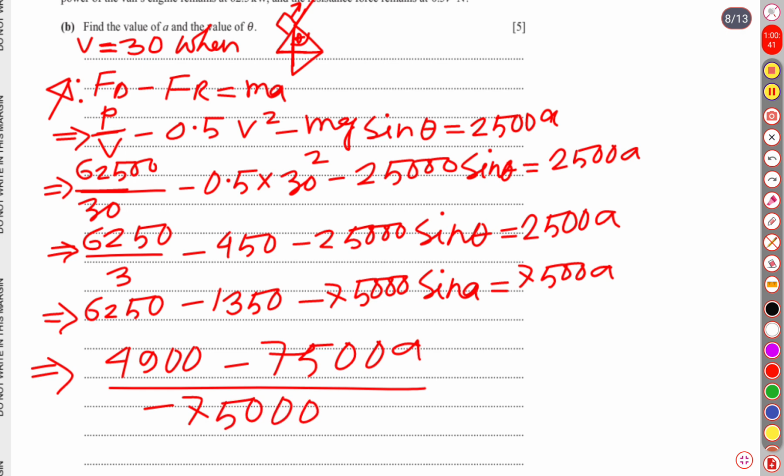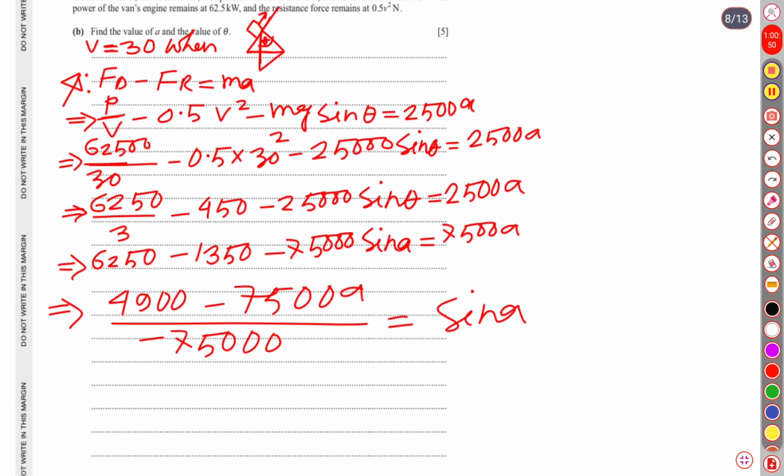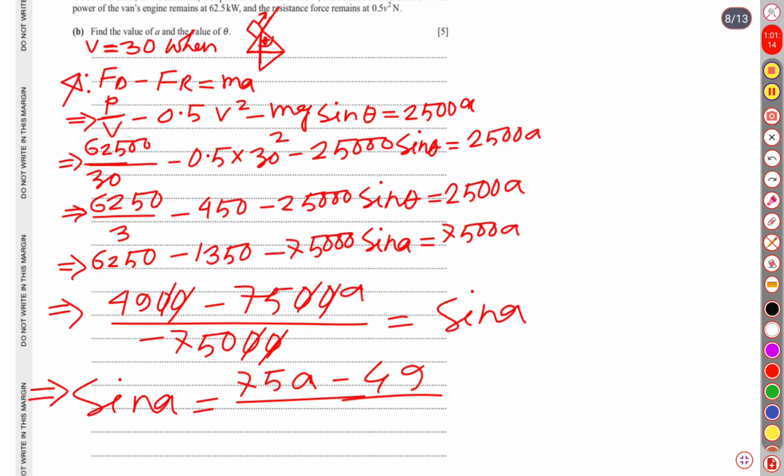75,000 equal to sine alpha. Simplifying more, we can write sine alpha is equal to, dissolving the symbols, and two zeros can go away. So it is 75 minus 75a, 75a minus 49 over 750. We may leave this as equation number 1.